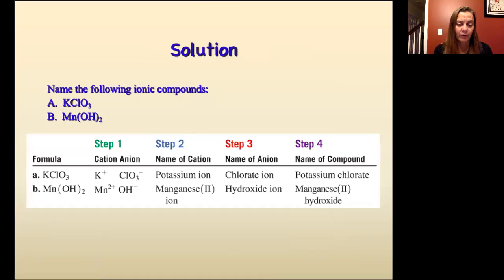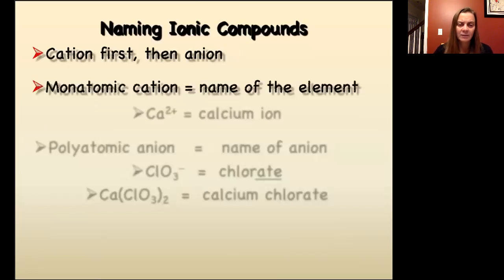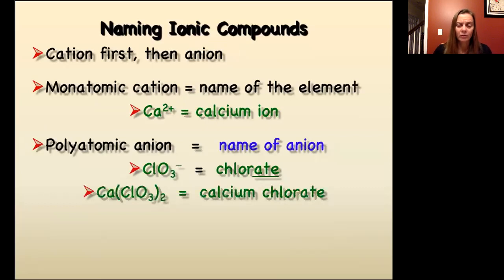So we're going from formula to name, same as binary, except that instead of ending in "ide," it's going to end in "ate" or "ite." Still have to name the charge if it is a type 2 metal. So quick overview, cation first, then anion. Our monatomic cation is going to be the name of the element plus a Roman numeral if it's a transition metal. And then our polyatomic anion, we're going to give it its own name. As an example, we have chlorate here. So we have calcium chlorate.